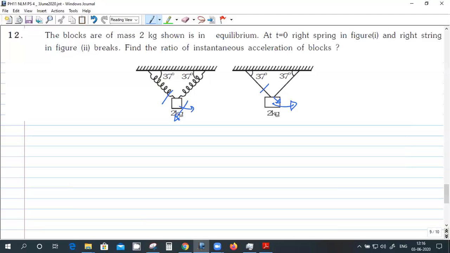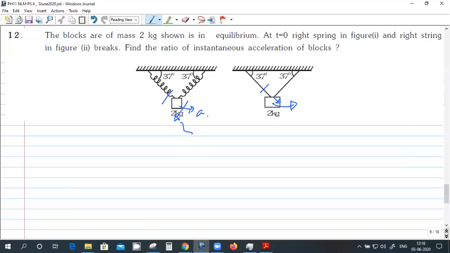Previously the 2 kg mass is balanced by two springs. Once one spring is cut, the full 2 kg is balanced by one spring. So the spring will try to stretch further. So this extra movement will be there compared to the string. This string is inextensible, but a spring can stretch. So there will be two movements here, one along this direction, one along this direction.